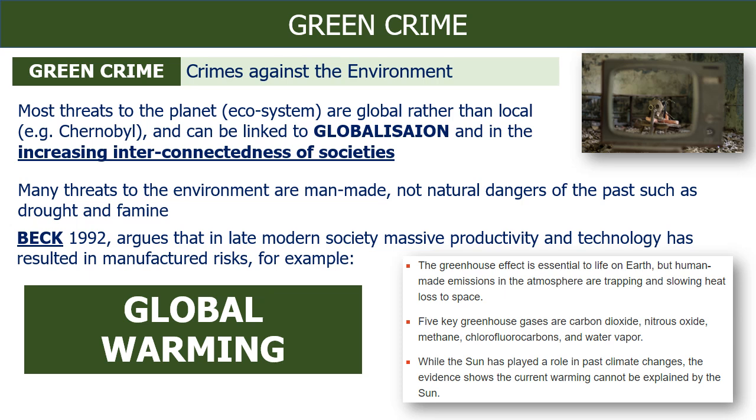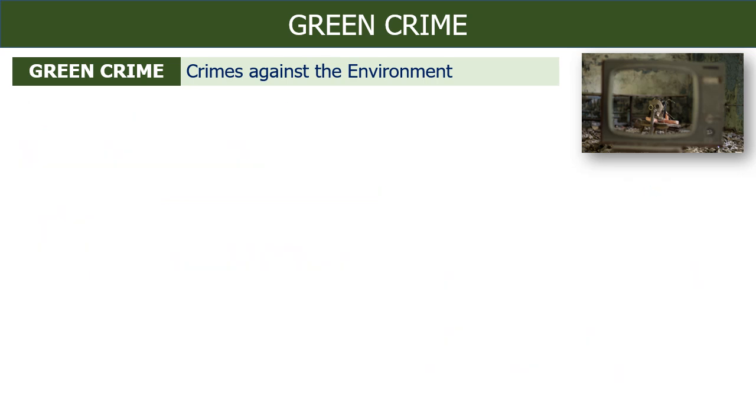But of course, the greenhouse effect is essential to life on Earth in terms of keeping the planet at the correct temperature. But human-made emissions in our atmosphere are trapping heat and slowly heating the environment around us. Key greenhouse gases are carbon dioxide, nitrous oxide, methane, chlorofluorocarbons, and water vapour. And while the sun has played a role in past climate changes, and that does happen naturally, the evidence overwhelmingly points to the current warming not being explained by the sun, and therefore is likely to be man-made.